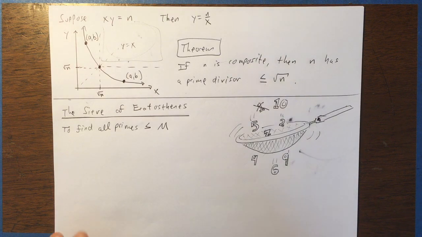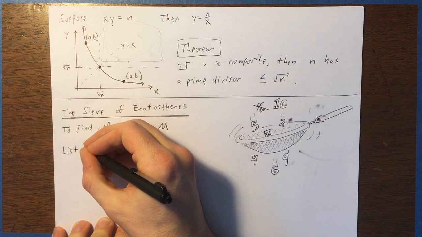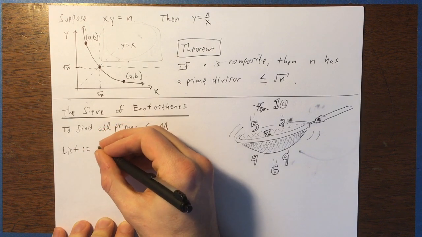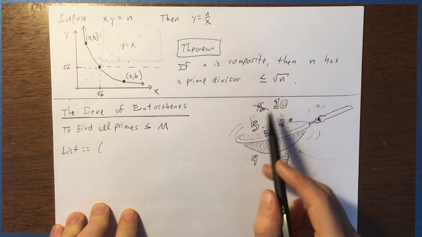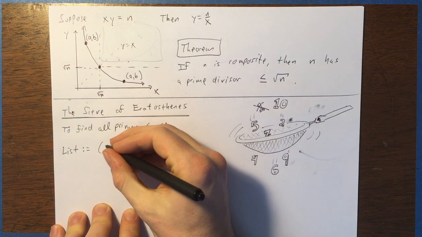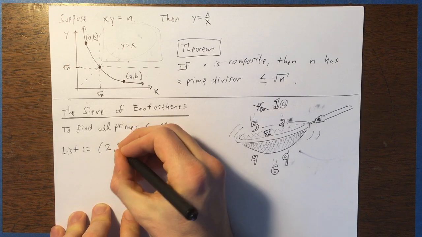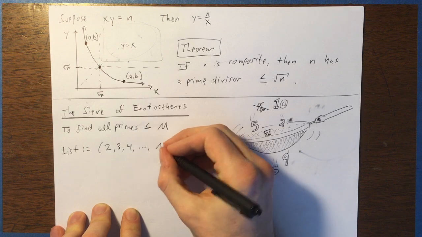So we're going to start with a list. I'm going to write this as an algorithm in pseudocode. We're going to start with a list, and it's going to be the numbers starting with one. Not starting with one. You can see I wrote the number 1 and then I crossed it out. Let's just skip 1 and start with 2. So 2, 3, 4, all the way up to capital M.